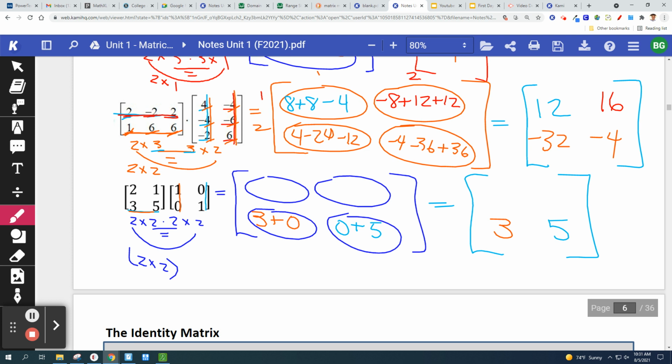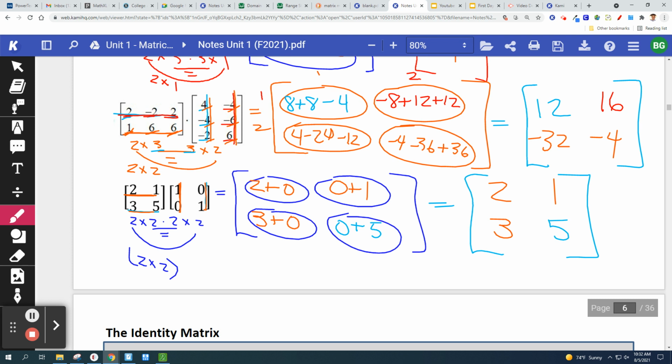First row, first column. 2 times 1 is 2. 1 times 0 is 0. That's going to be a 2. And first row, second column. 2 times 0 is 0. 1 times 1 is 1. Gives me 1.